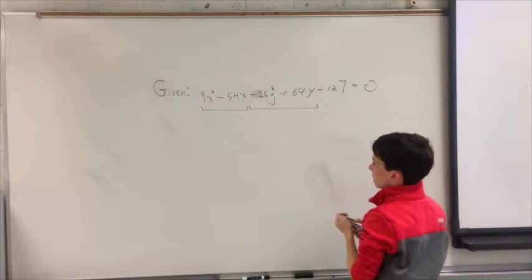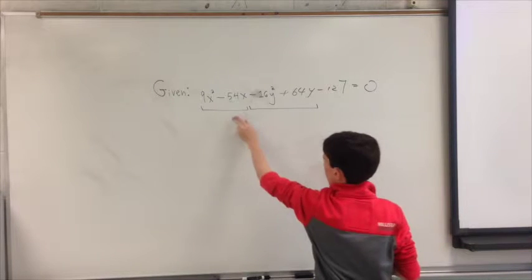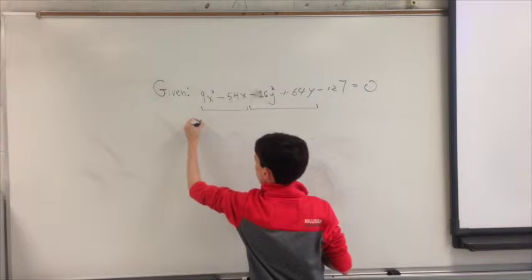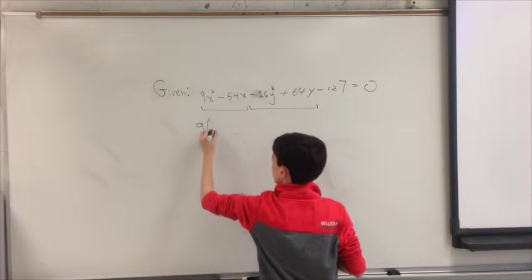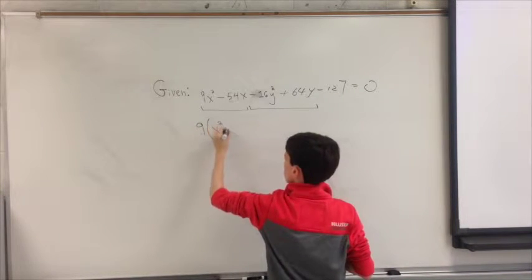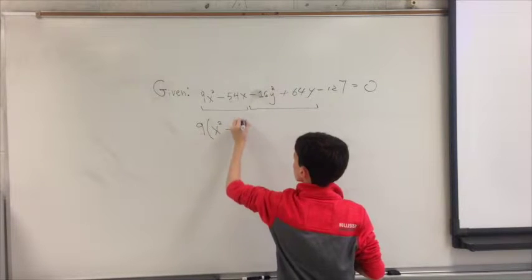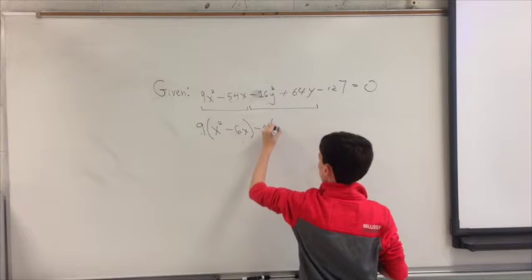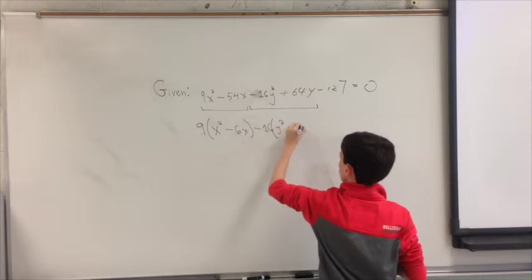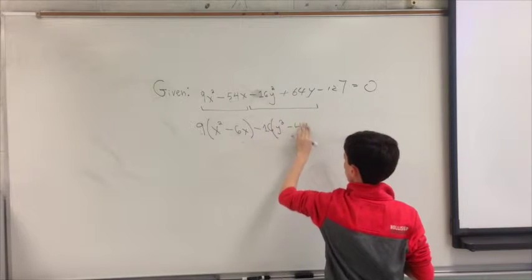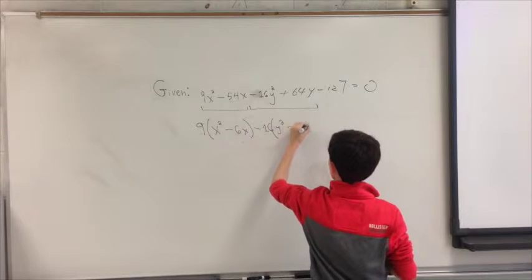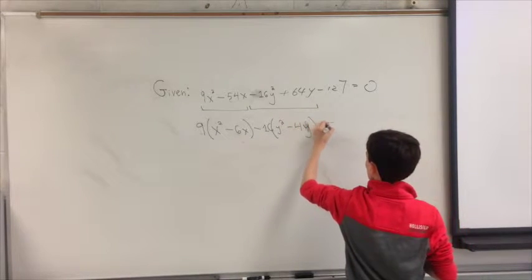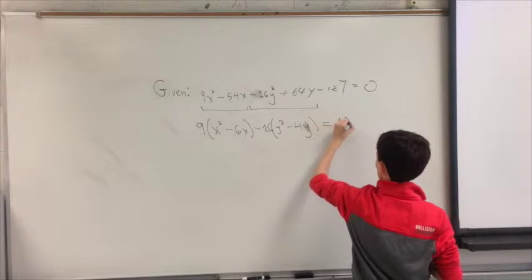And once you've done that, now you can see that there's a GCF in both of these two sets of terms that you can factor out. Here it is positive 9. So once you factor that out GCF style, you get 9 times x squared minus 6x, minus 16 times y squared minus 4y, sorry, that's a y. Sorry for that. And then we're going to move this to the other side, equals 127.